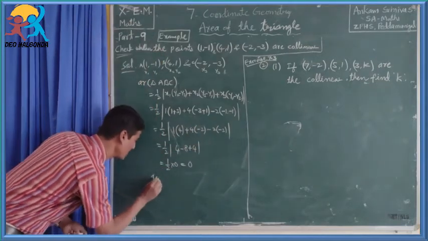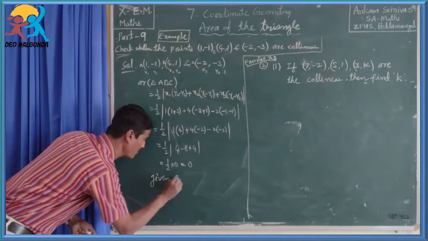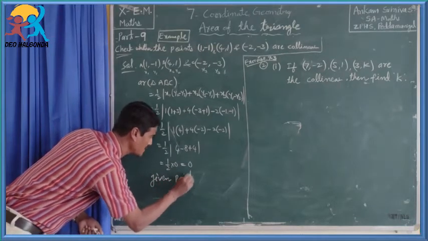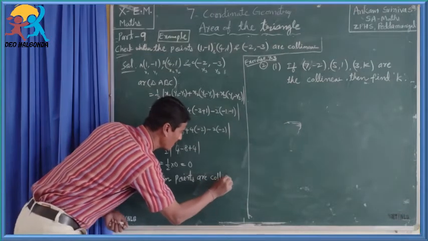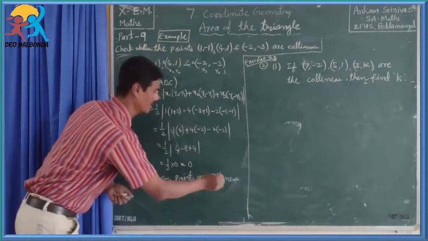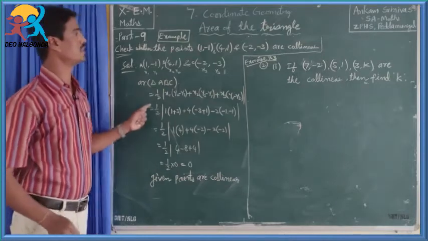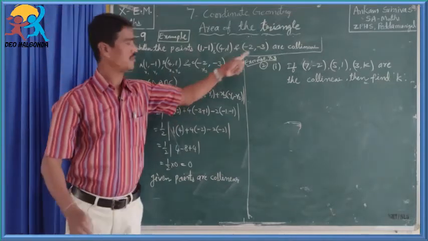So the given points are collinear. This is the process to show the collinear points.